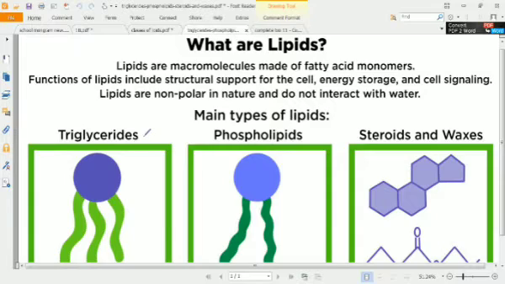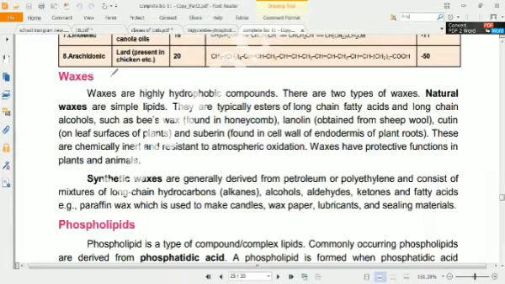Triglycerides, which we have talked about, are simple ones. And if you see this one, waxes are also simple ones. Steroids have other examples like cholesterol, and phospholipids are complex, and steroids are the derived form of that. We will discuss in a few minutes. Okay, dear students, so let's start waxes.